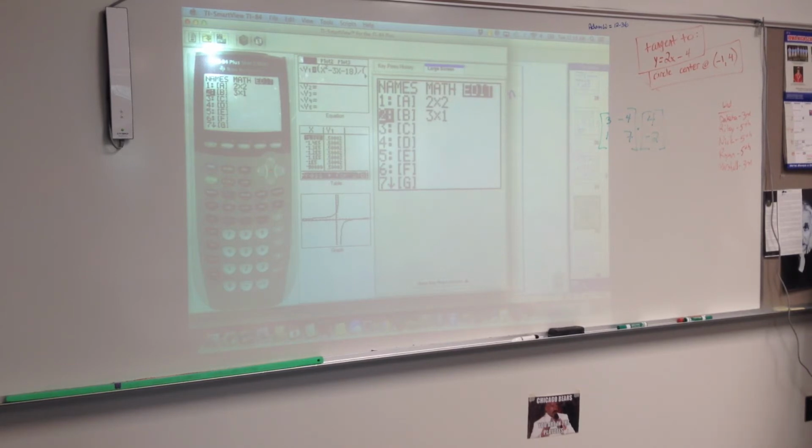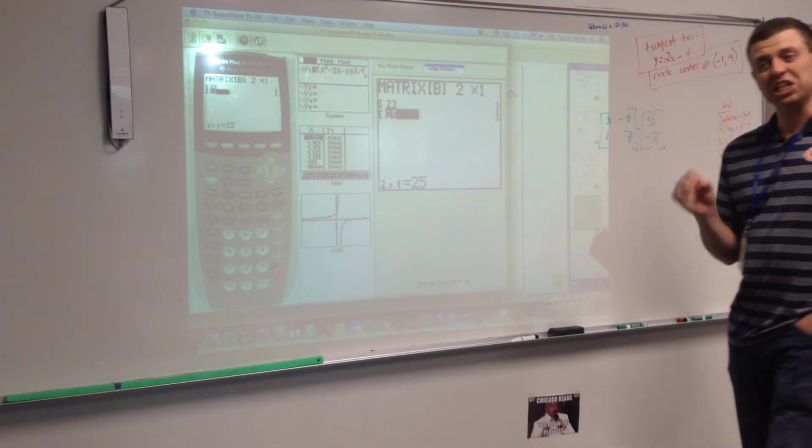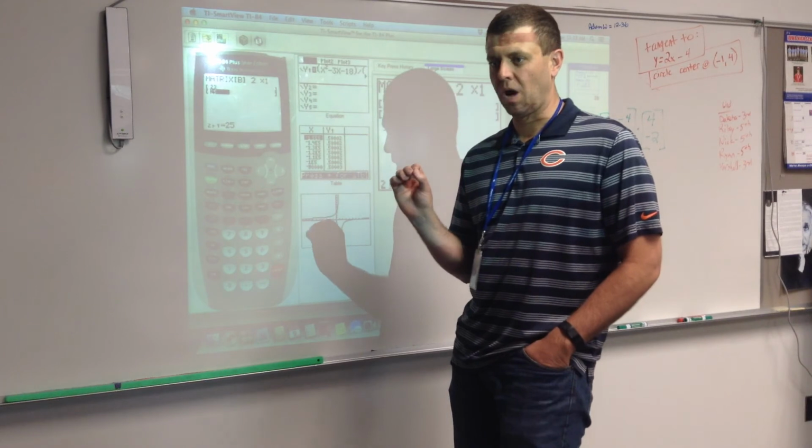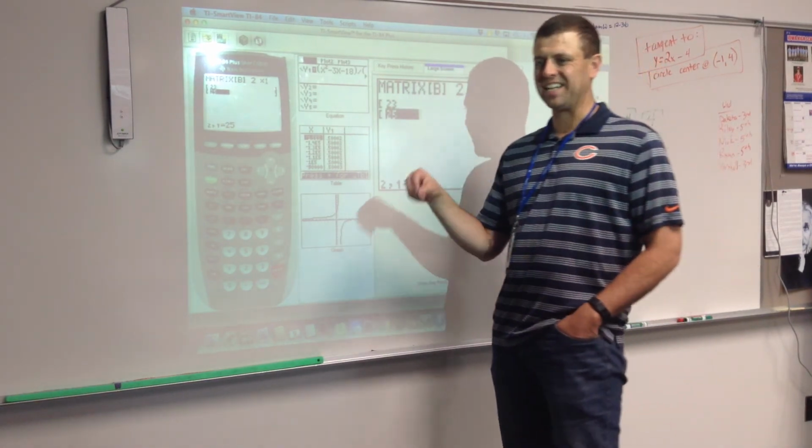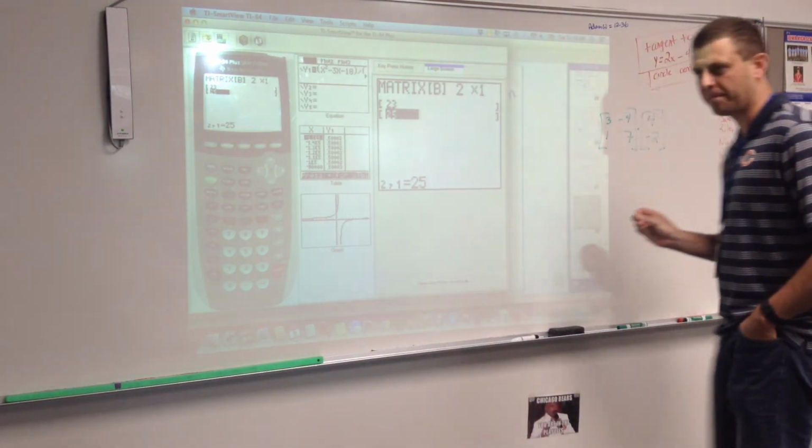So now I'm going to edit matrix B. It's just a 2 by 1. Those values were 23 and 25. 23 was the first one, and 25 was the second one. Okay, so now I've created matrix B. To get my answer, remember, I took the inverse of A times matrix B, right?